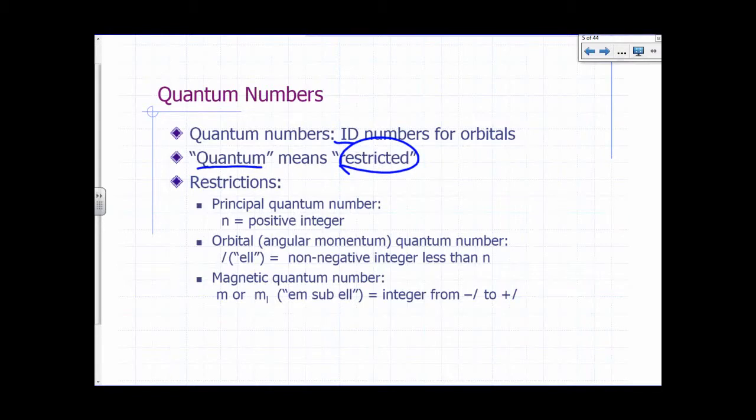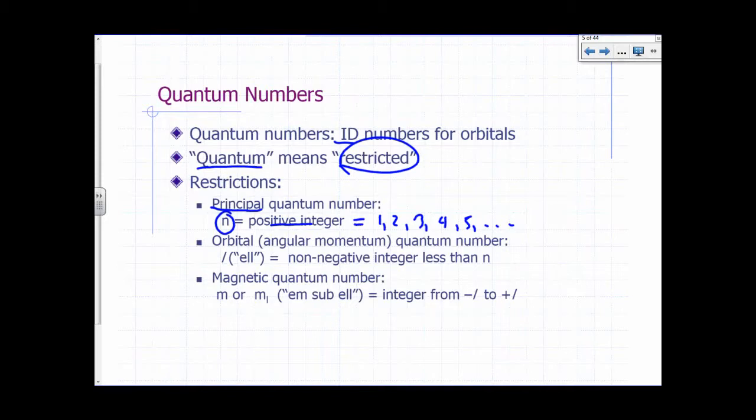Okay, the symbols we use for these quantum numbers are n. n stands for what's called a principal quantum number, and it's restricted to positive integers. That means these can only be 1, 2, 3, 4, 5, and so on. Okay? It can't be 0, it can't be 2.5, it can't be -2. It has to be a positive integer.